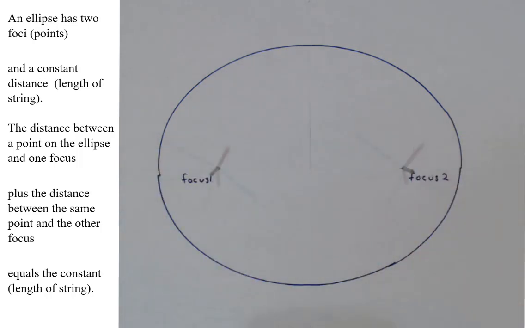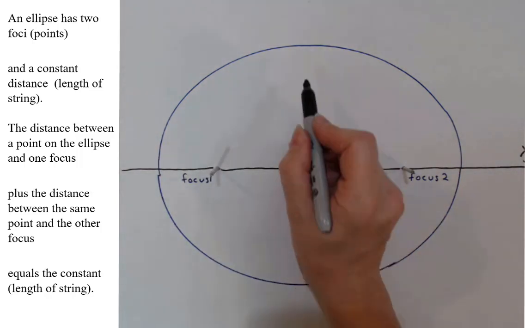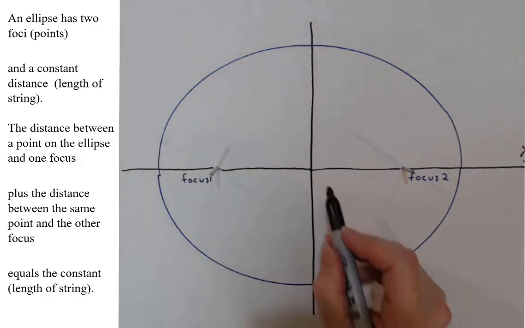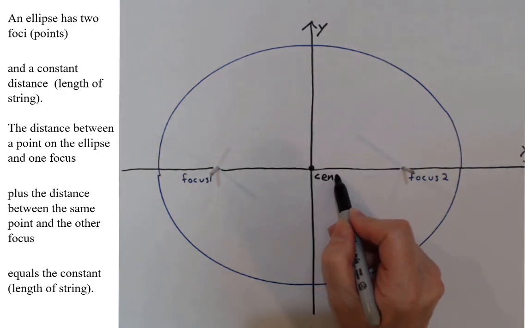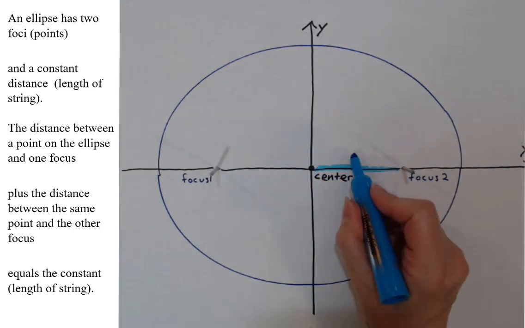Next, we draw coordinate axes on our ellipse. The x-axis runs through the foci. The y-axis is perpendicular to the x-axis midway between the foci. The origin of this coordinate system is at the center of the ellipse.